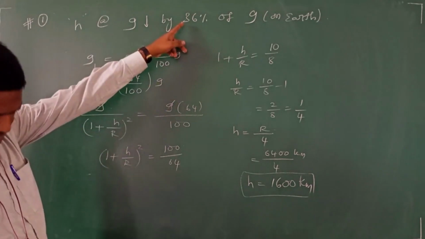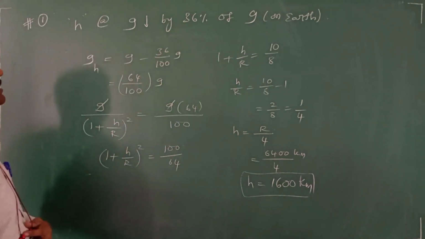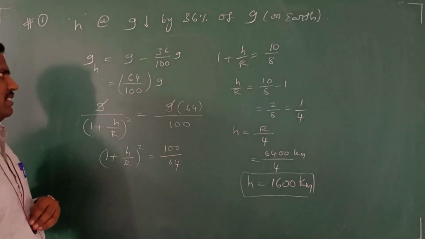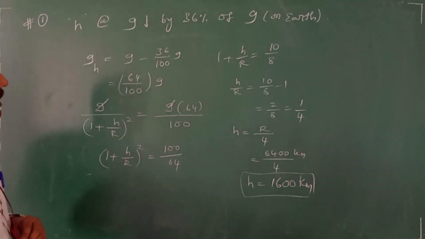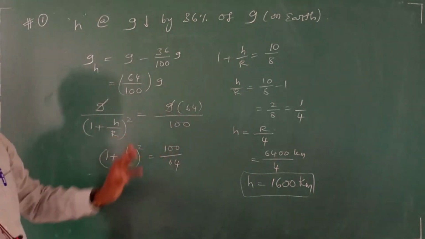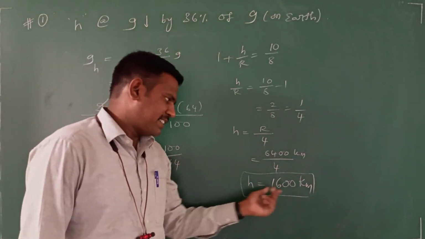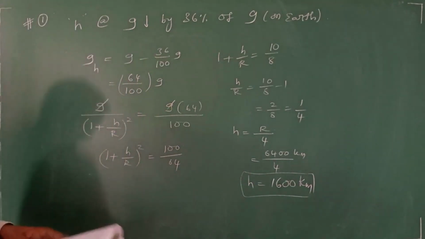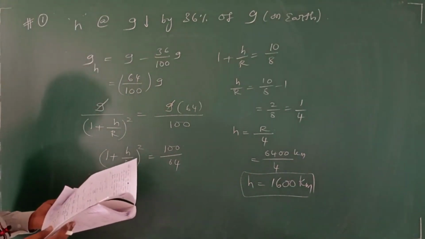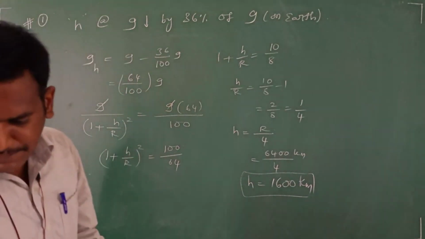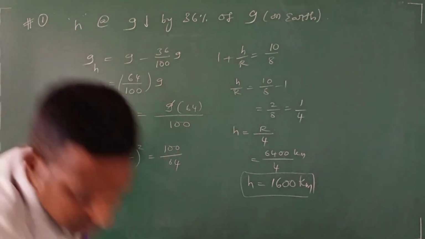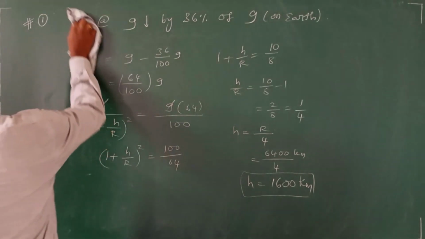Since I told it decreases by 36%, I have written g_h equal to g minus 36 by 100 of g, and that I have written as 64 by 100. And further simplification we have done. We have calculated the value of h as 1600 kilometers. Okay, right. Now let us go with the next sum. Next sum is like this. So suppose I will write on the board. Okay.